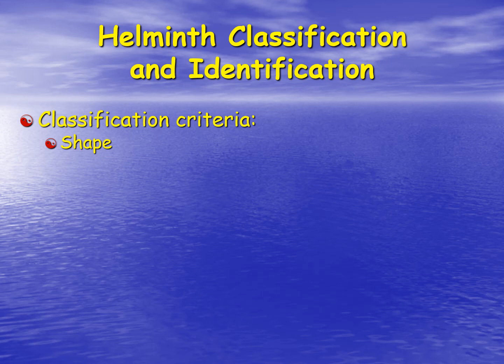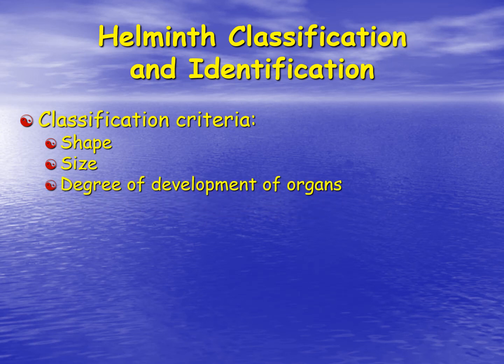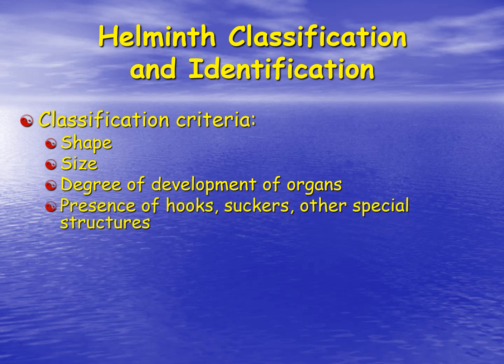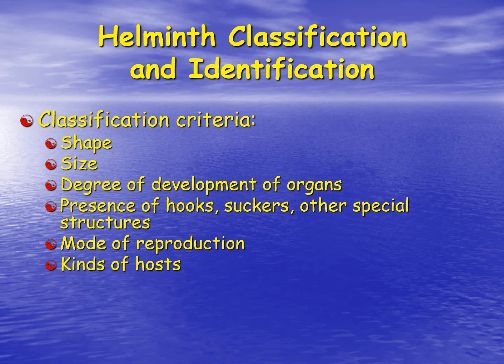So how can we identify these worms? Well, one, we can look at their shape. Are they flat? Are they round? What about their size? Absolutely. We can look at the degree of development of organs and organ systems. We can look to see if they have hooks, suckers, or other specialized structures. What's their mode of reproduction? Are they dioecious or monoecious? And what are their kinds of hosts, both intermediate or secondary hosts, and what is the definitive host of each? What's the appearance of the eggs and the larvae?